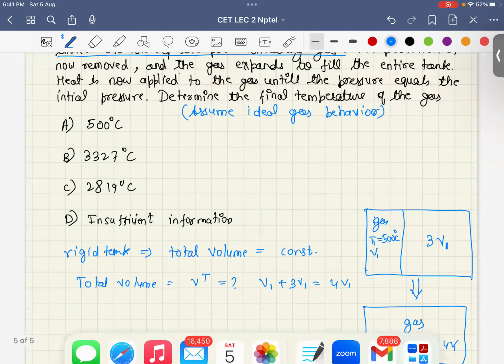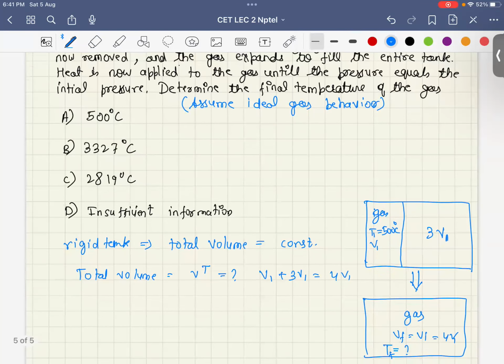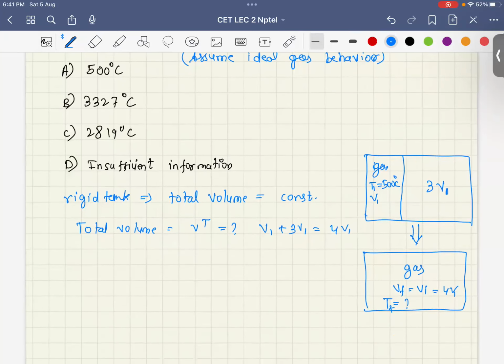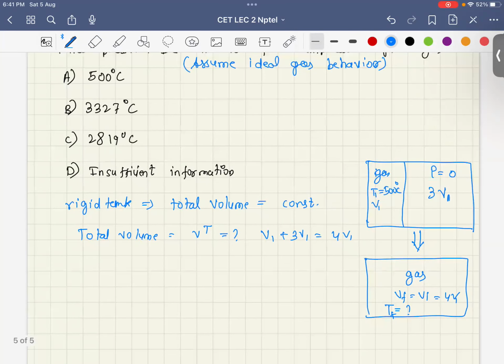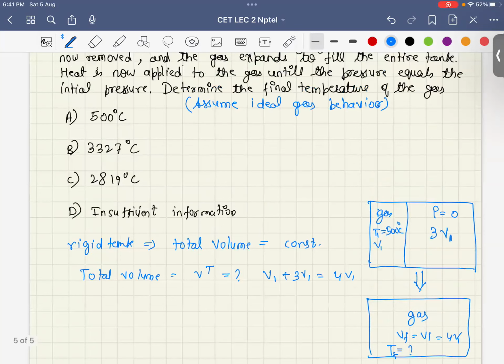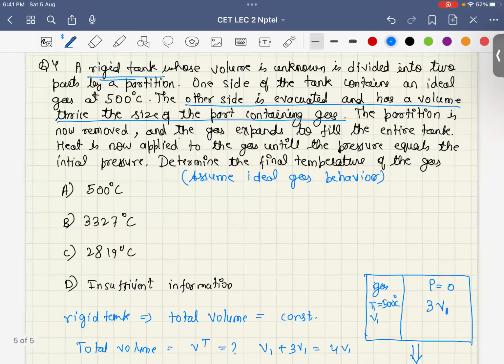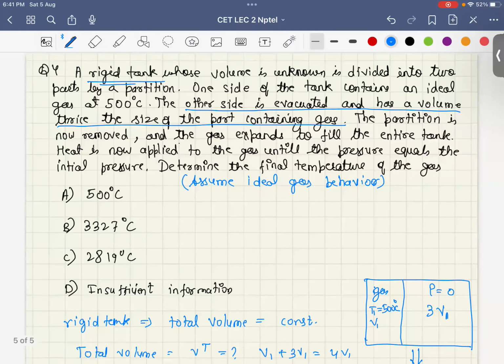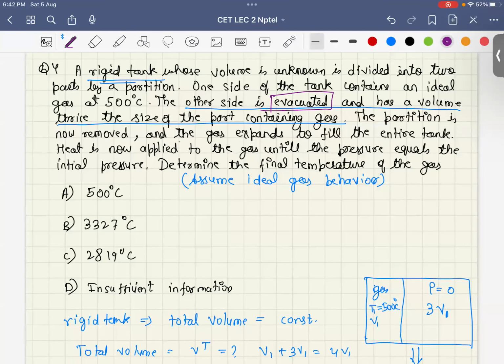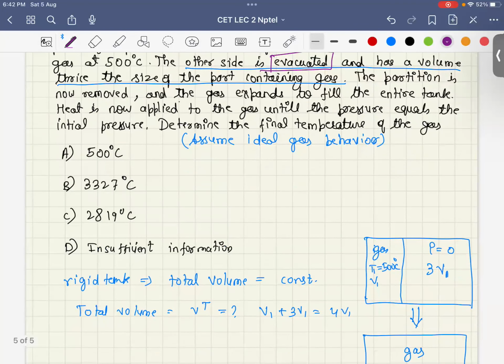Remember that the work of expansion here is going to be 0, because the other side is evacuated, so the pressure is 0. There is no external force which opposes the expansion of this gas, and hence the work done by this gas would be 0 in this case. And you can also assume ideal gas behavior.